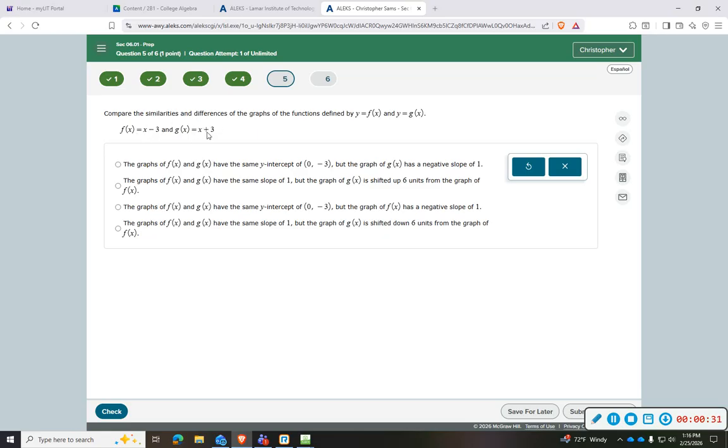So if we were to graph these two lines, they would be going the same direction and have the same rate of change. They would be parallel because the slopes are the same. They would just intersect the y-axis at a different point. So the y-intercepts are different. Everything else would be the same. So it says on the graphs of f and g, they have the same y-intercept. That would not be correct.